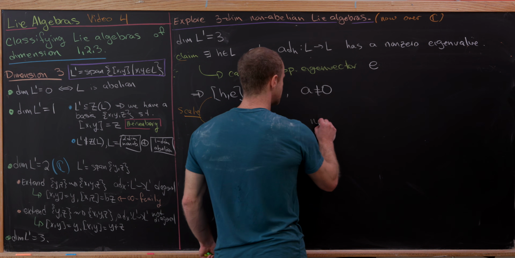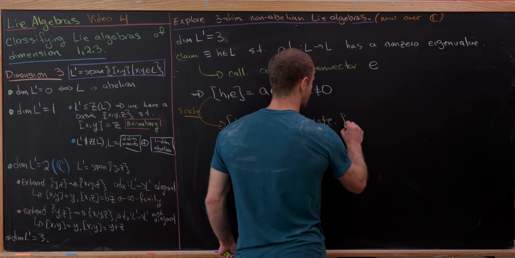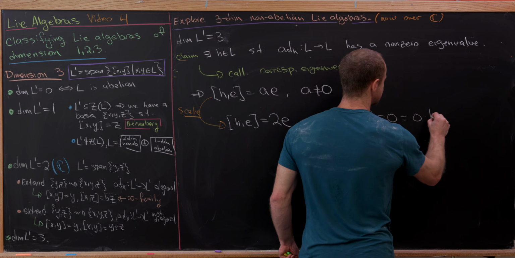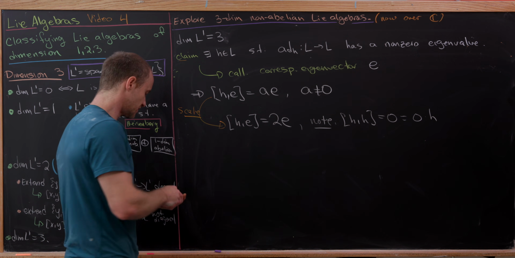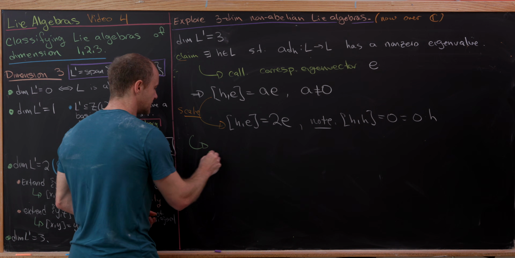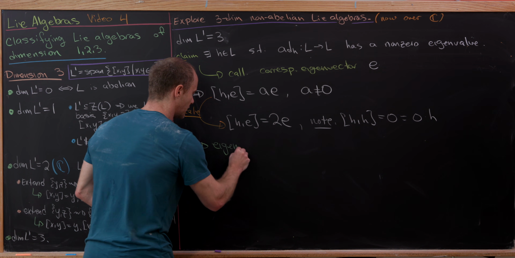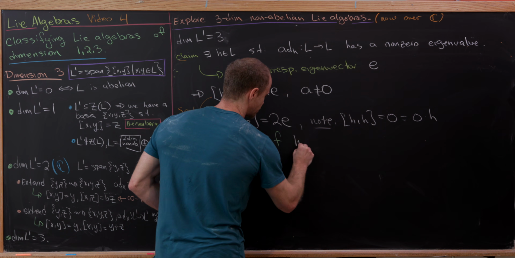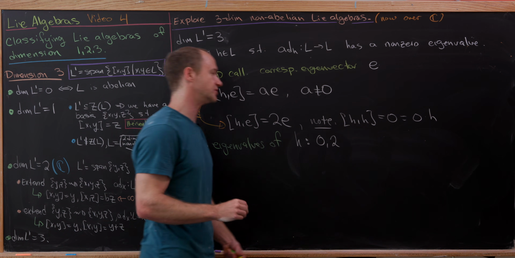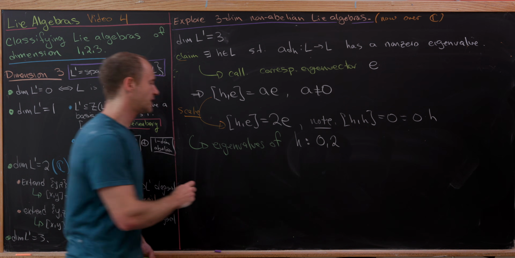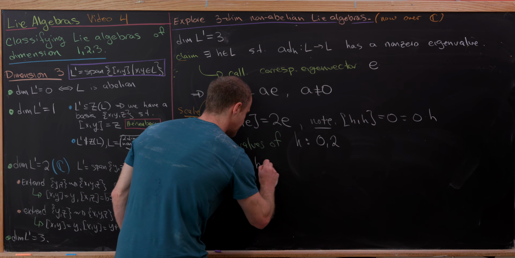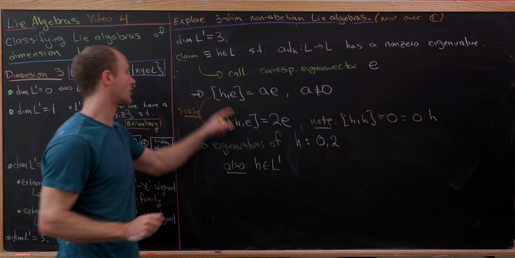So now let's also note the following, that the bracket of h with h is equal to 0, which is 0 times h. So what does that mean? So that means we have the following two eigenvalues of h, 0 and 2. Okay, but then let's also notice that h is an element of the derived subalgebra.